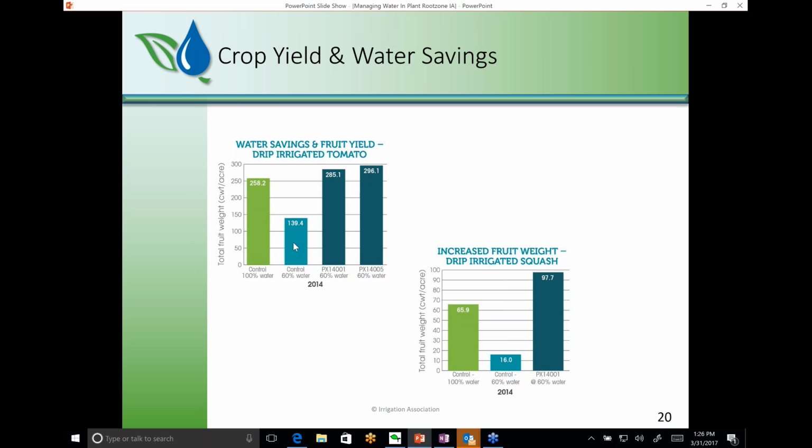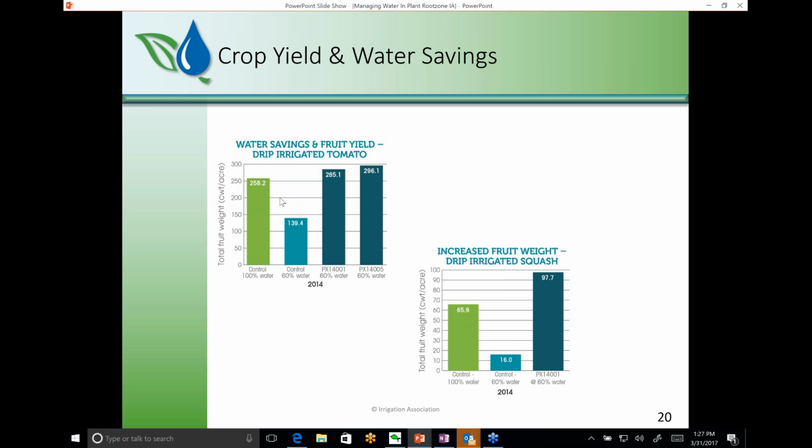When we asked the grower to reduce their irrigation times by 40%, you can see the resulting drop in total fruit weight. And by the way, the total fruit weight in tomatoes is expressed in per hundredweight per acre. So you could see a drop from 258 hundredweight to 139 hundredweight. When we included the two irrigation surfactants, again, the synthetic and the more natural, into the lower water regime. So in other words, we cut the water by 40% and utilized the irrigation surfactants.